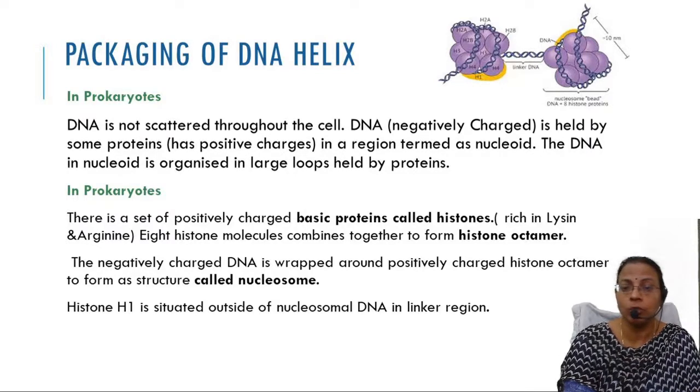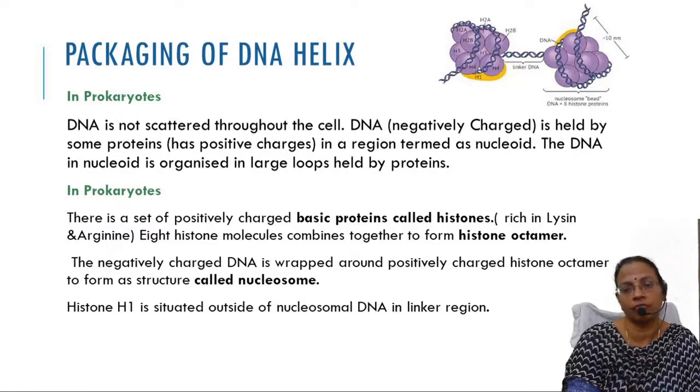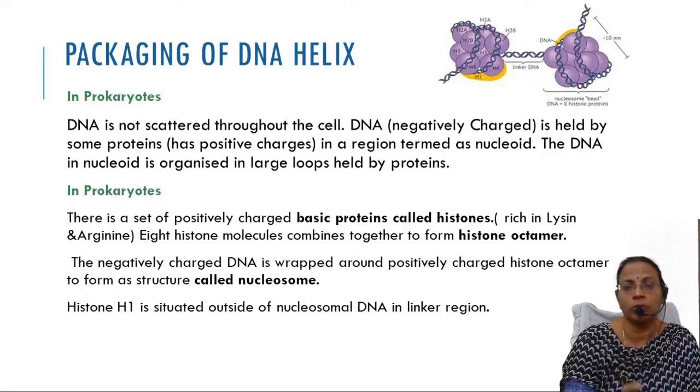In that histone octamer, 4 subunits form an upper tier and the other 4 form a lower tier in the form of dimeric configuration. So 4 balls, the figure is given on the top. 4 subunits together make one tier, one row, and another 4 make the lower row. And they are named in different ways: H2A, H2B, H3, H4.